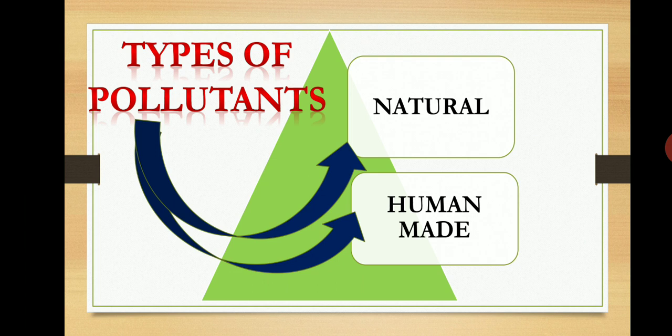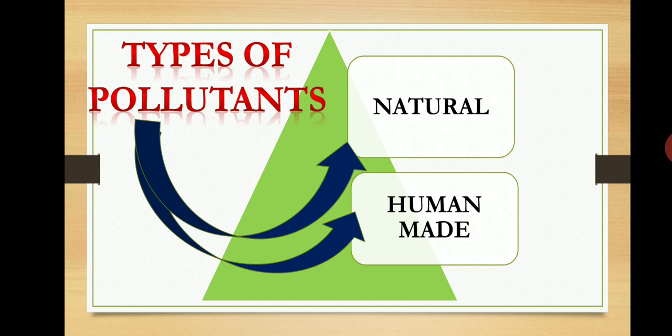Now, these things are called pollutants or contaminants. What are they called? They're called pollutants or contaminants. What do they do? They damage the environment. Okay. So now there are two types of pollutants. What are they? They are natural pollutants and human made pollutants.